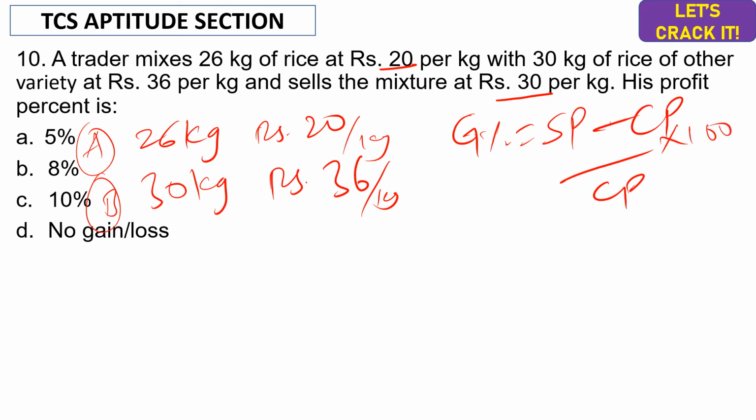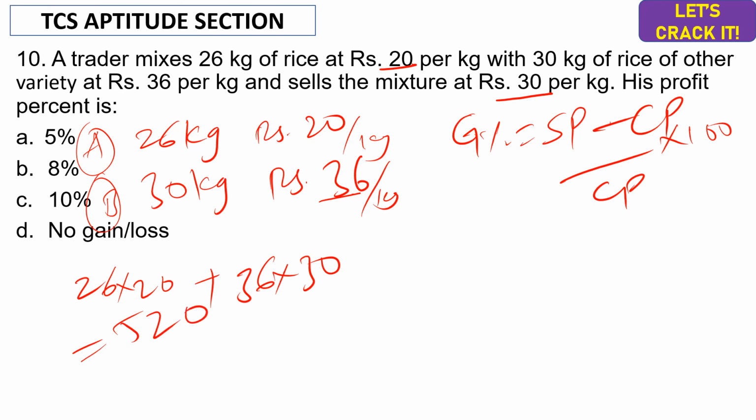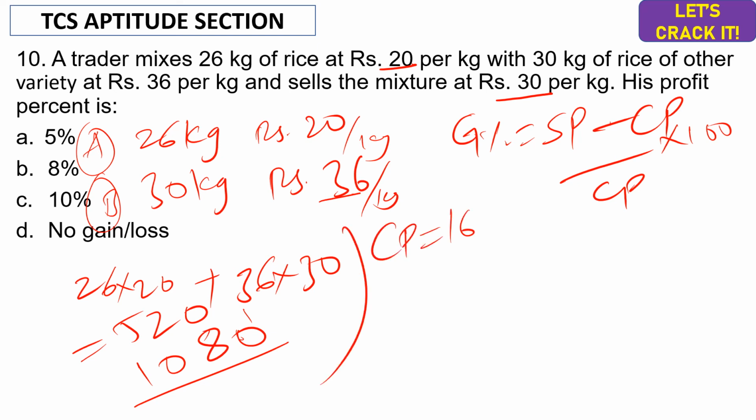This formula is enough. So now I need to find the cost price. Actually the original cost price was 26 kg at 20 per kg. I get 26 into 20 plus 30 kg whose original cost price was 36 per kg. So 36 into 30. Now I get 520 plus 1080, that is 1600. See, on the whole I got CP is equal to 1600.